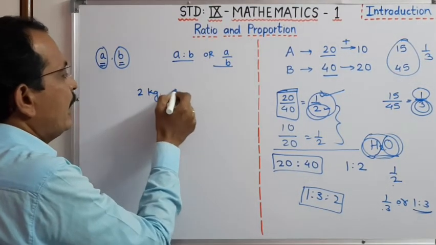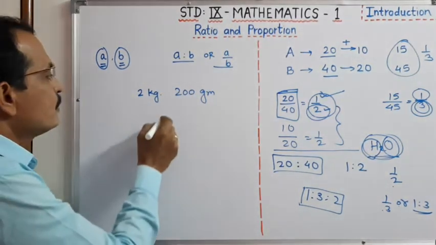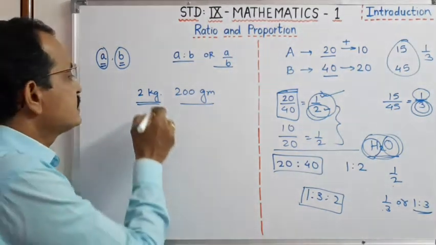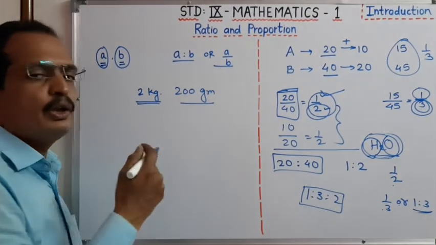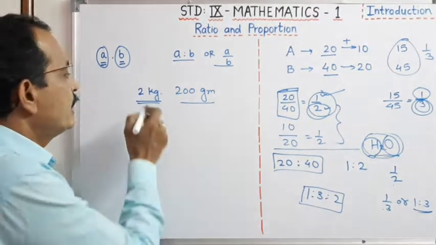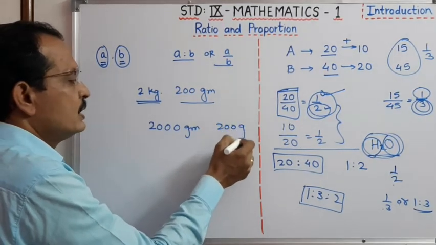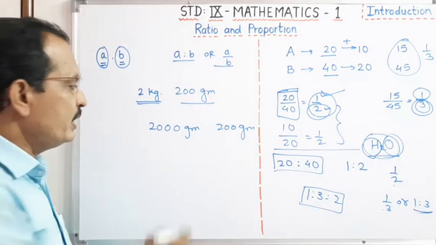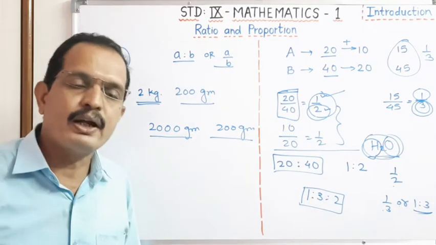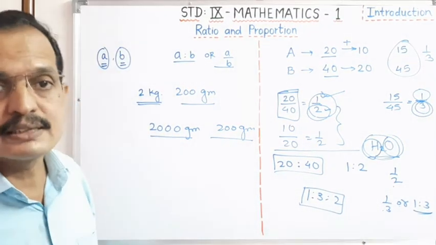That means if we have to compare 2 kilogram and 200 gram, this comparison does not happen. For this comparison, these two quantities must be in the same units. That means this 2 kg we have to convert into grams, or these grams we have to convert into kilograms. That means 2 kilograms means 2000 grams, and here it is 200 grams. Now this we have to compare. If we have to compare this, now we can compare these two quantities. That means if we have to find out the ratio, or if we have to compare, the two quantities must be in the same units.